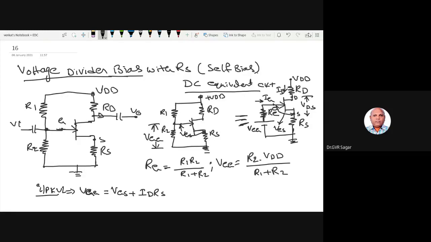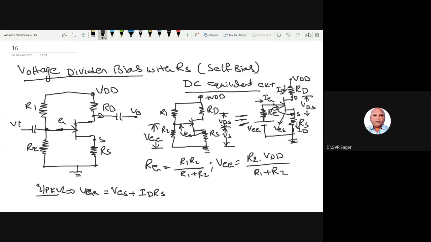The same current is flowing here. ID flows through RS as well, so ID into RS is the voltage drop across this, which is called VS. So the VS voltage plus the VGS voltage is equal to VGG. That is, VGG is equal to VGS plus ID into RS.